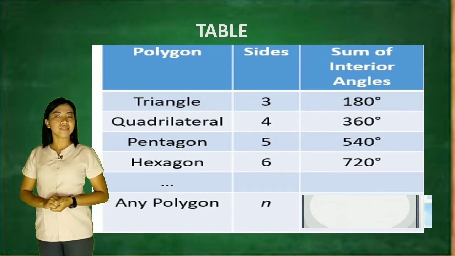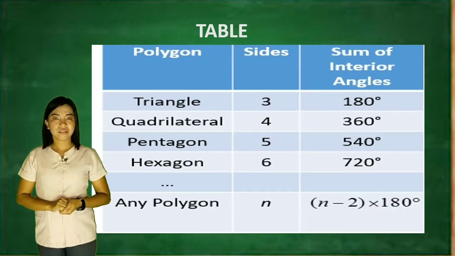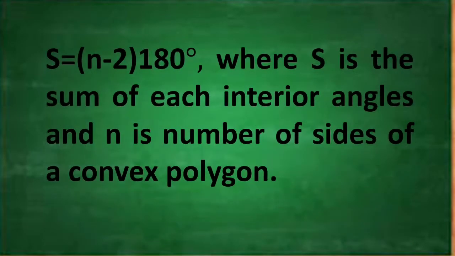Let me see your answer. You are correct. The formula is S is equal to the quantity n minus 2 times 180 degrees, where S is the sum of its interior angles and n is the number of sides of a convex polygon.